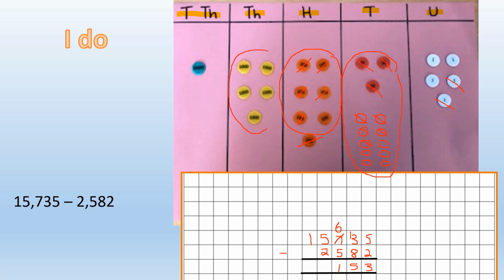I have 5,000. Top number take away the bottom number. 5,000 take away 2,000 is 3,000. And lastly, my tens of thousands. I have one of those. Take away nothing. Remember, when you take away nothing, the number remains the same. 1. So the answer is 13,153.